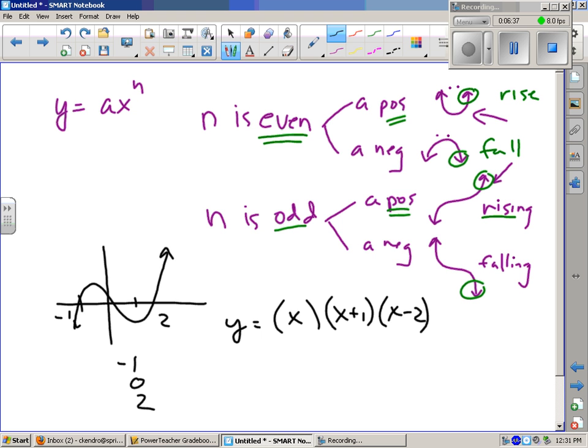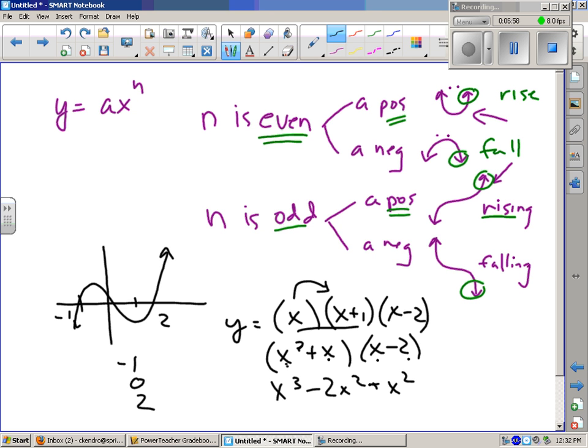Most of the time I'll have you leave it like that. If not, I may have you distribute. So these two I'll do first, so x squared plus x. And then I'm going to FOIL that with this. So x squared times x is x to the third. X squared times -2 is -2x squared. X times x is x squared, and x times -2. Putting like terms together, I have -2x squared and a positive x squared, so that's minus x squared minus 2x. So there's the equation of that graph.